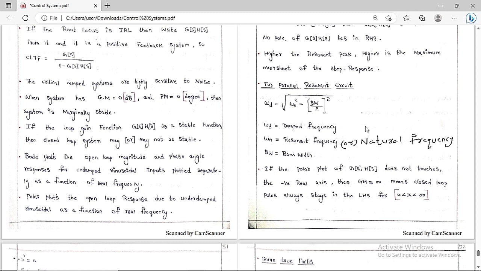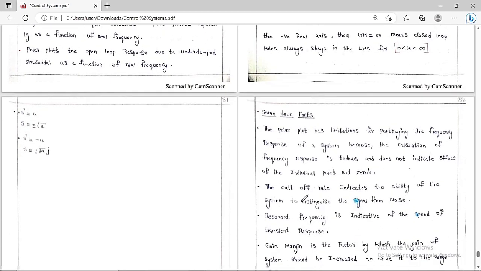So finally, whenever you draw the polar plot of the open loop transfer function G(s)H(s), and if it does not touch the negative real axis, then the gain margin is infinity. It indicates that the closed loop poles lie in the left half of the S plane for all ranges of k, which is from 0 to infinity. So for all ranges of k, the system is stable. These points you always have to keep in mind.